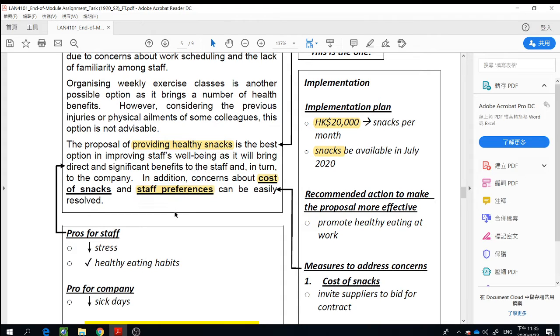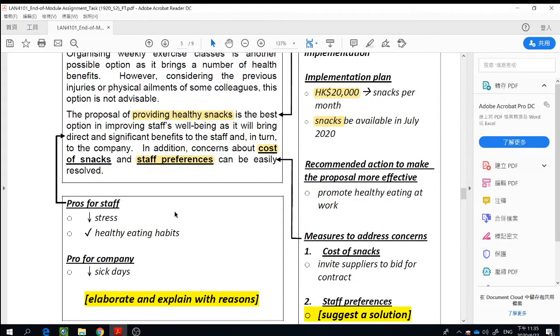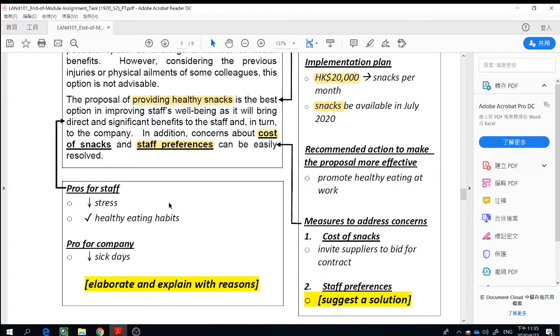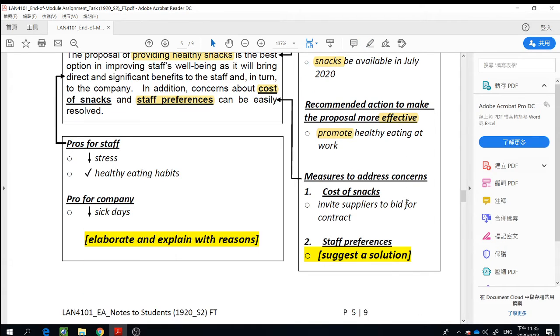Okay, how will you address these two concerns? Before we talk about that, we should talk about how to make it more effective. You should do some kind of promotion at work. You should promote healthy eating habits at work. And then how to address these two problems. The first one, you should invite suppliers to bid for the contract. Regarding the cost, what are the benefits? I think you should explain it all by yourself. I'm just reading it. I cannot give you any suggestion. You should do it all by yourself.